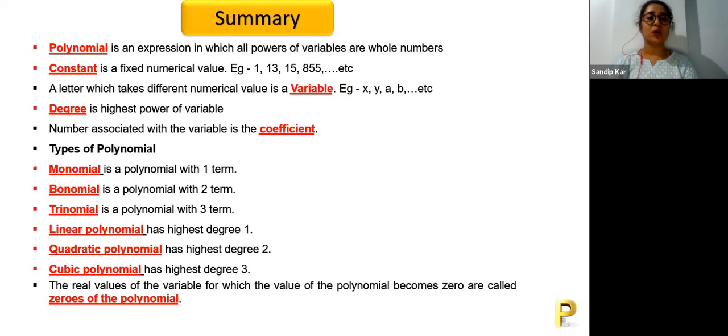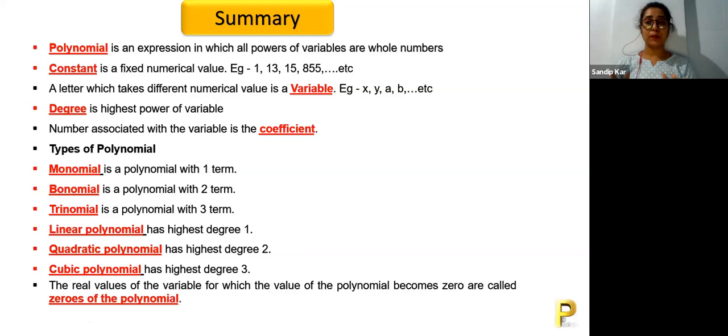Okay, so first was polynomial is an expression in which all powers of variables are whole numbers. This was the first part that we studied. Then constant is a fixed numerical value, that is 1, 13, 15, 855. These are constants. Variable is a letter which takes different numerical values. So it can be any alphabet from A to Z. Degree is the highest power of the variable. Number associated with the variable is the coefficient. So whatever number is present with the variable is considered to be the coefficient.